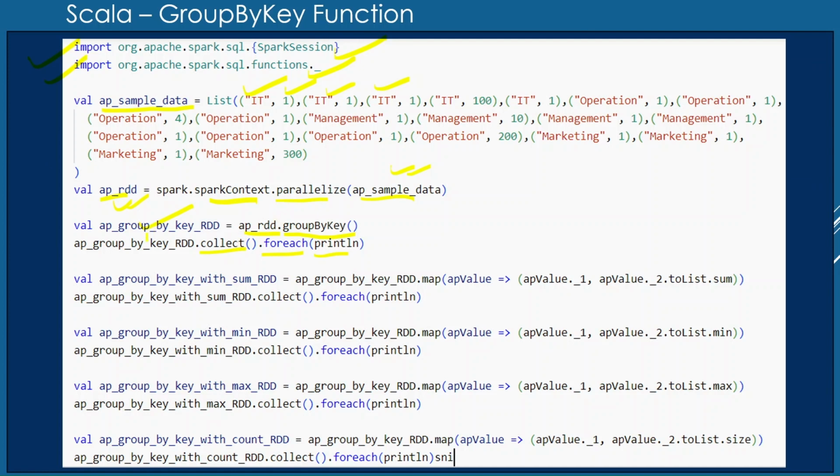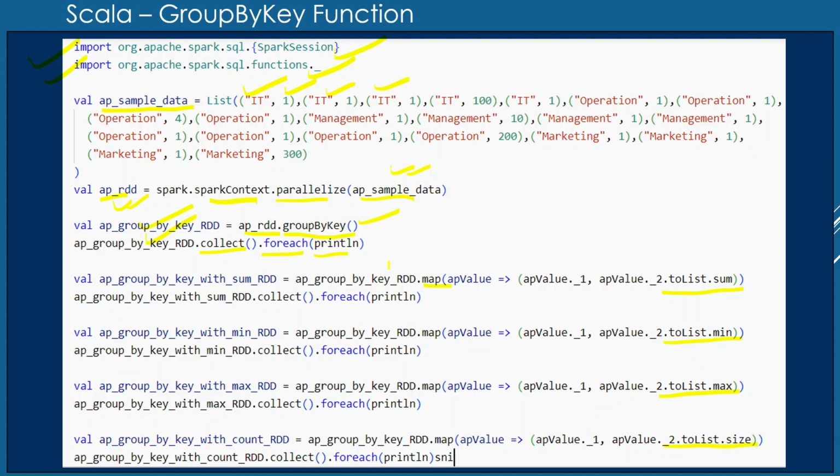Once this RDD gets created with the help of this group by function, on top of that, with the help of a map function, I am doing different kinds of aggregate functions. Here I am just using sum aggregate. Here I am using minimum aggregate. Here I am using list aggregate, and here I am using count aggregate.